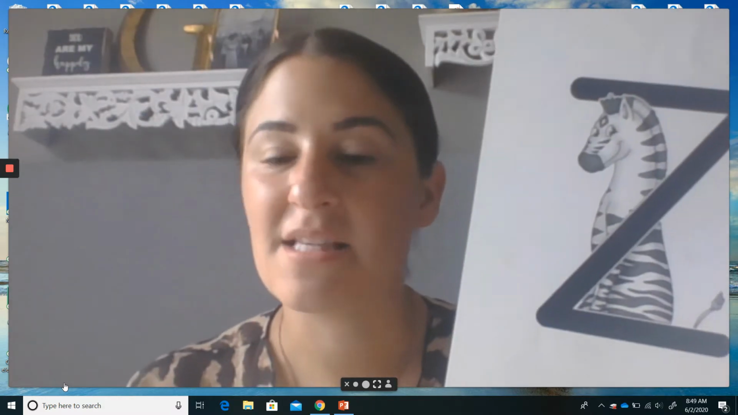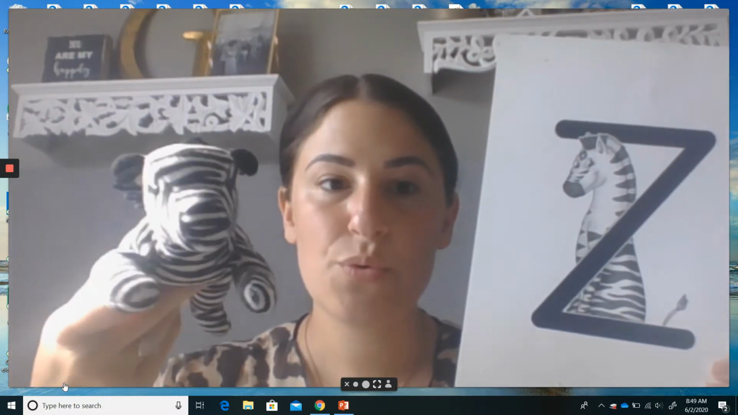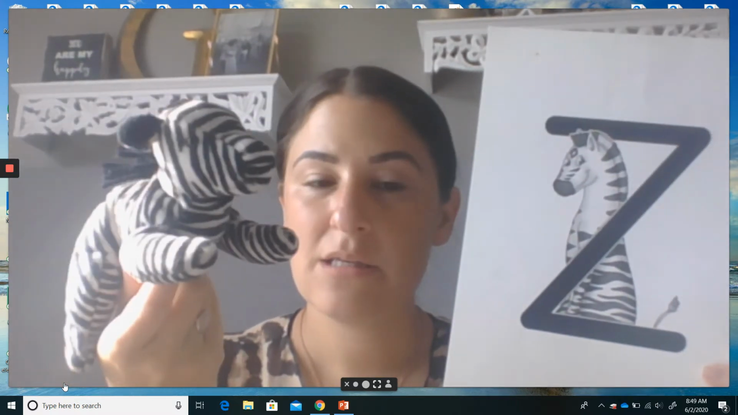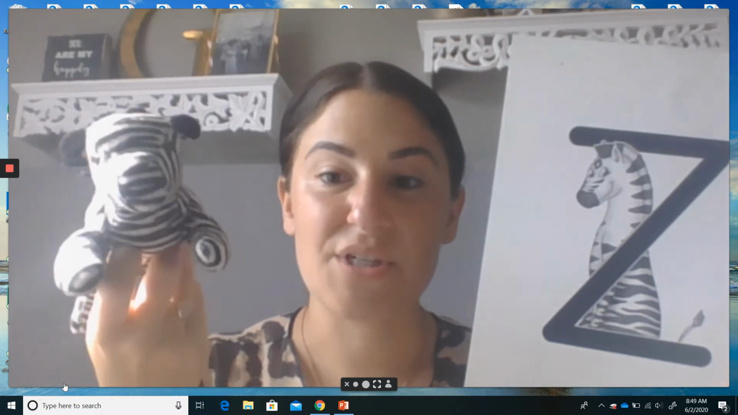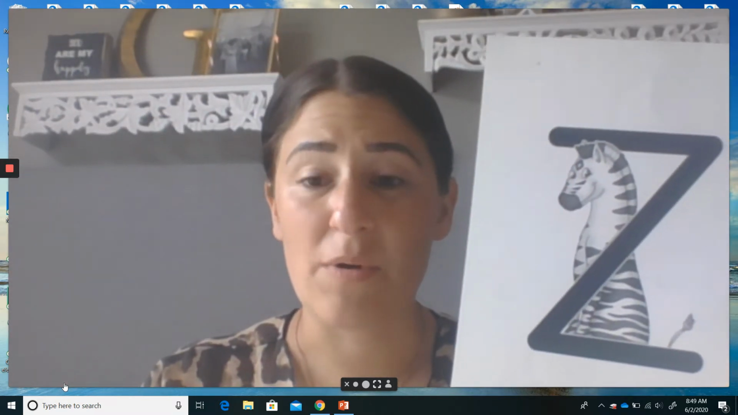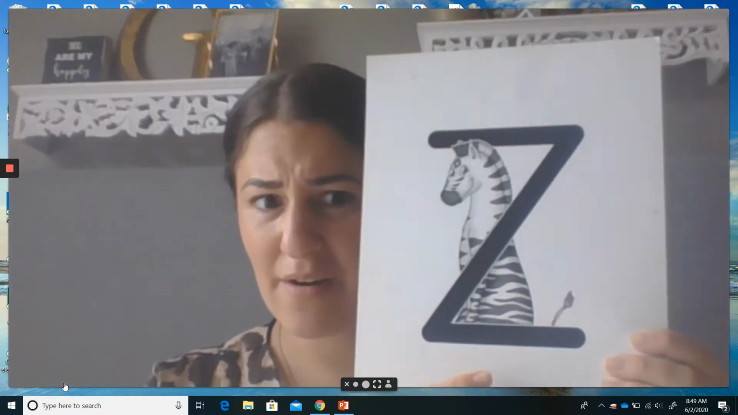Zeke the zebra. Here he comes. Doo-doo-doo. Here's Zeke the zebra. Hi, Zeke. Zeke the zebra loves the letter Z. And Zeke the zebra is always super sleepy. He's always so tired. He always wants to take a nap.